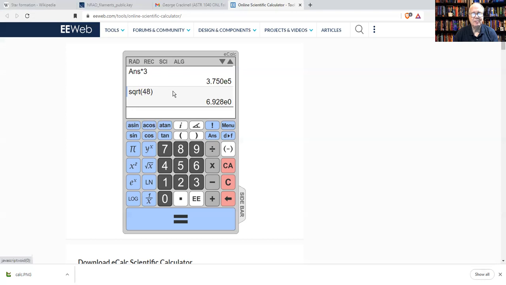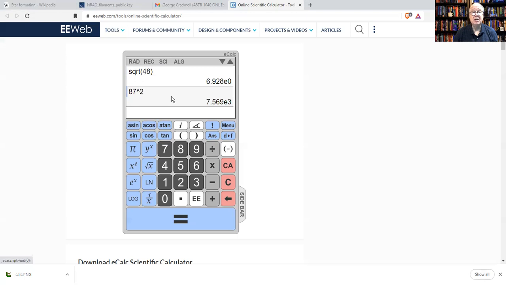Pretty easy. If I want a number that's squared, say I wanted to know what 87 squared was, so I'll enter 87. Now I hit the x squared key, equals. That tells me the answer is 7.569 times 10 to the third power. And again, if I press the button twice, I can see what that is just in standard notation.